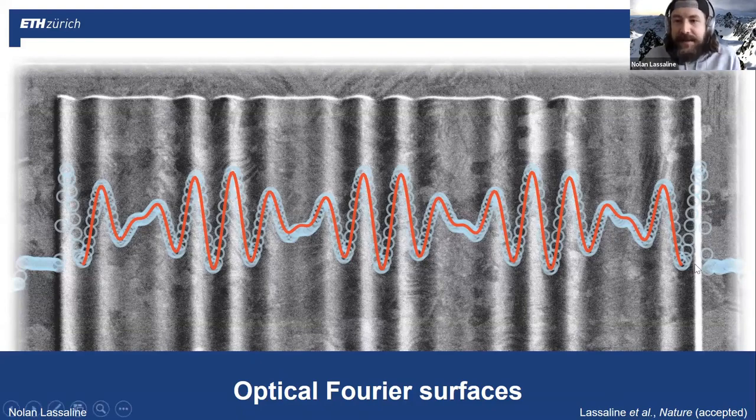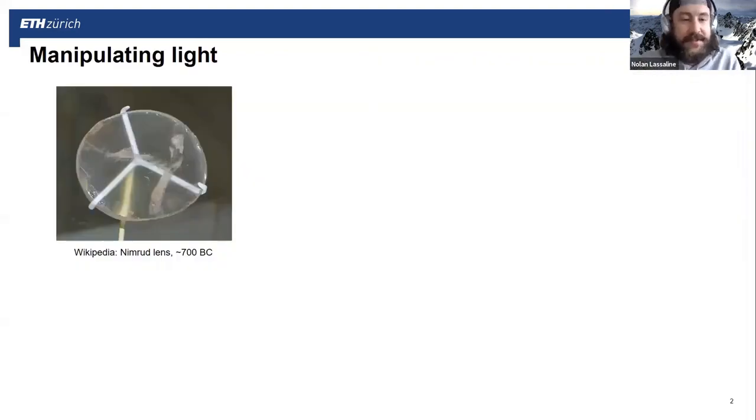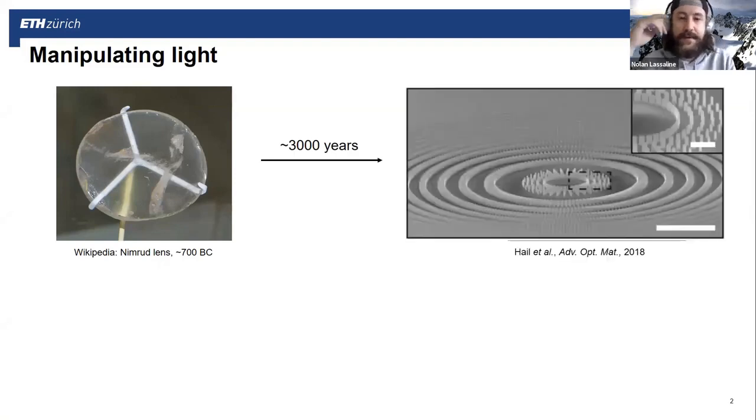Okay, enough with the introduction. So the topic today will be on what we call optical Fourier surfaces. And so our story actually starts a long time ago. Basically, as long as humans have been around, we've been trying to manipulate light through various means. And funny enough, this lens on the left is from ancient civilizations, but if we fast forward till now, modern times, we really haven't changed that much. We're still doing the same thing.